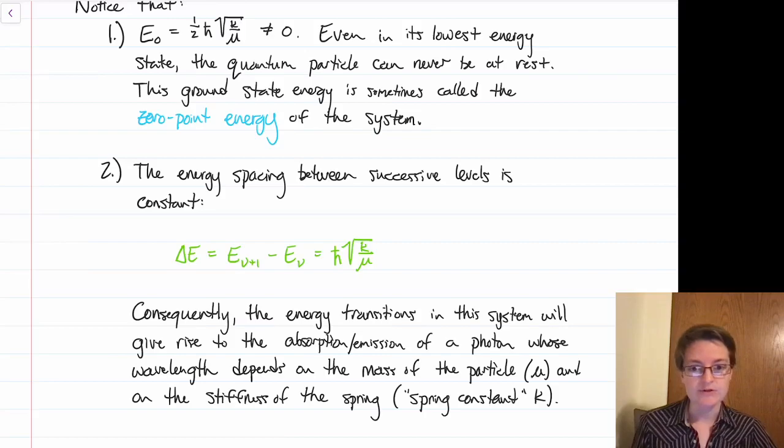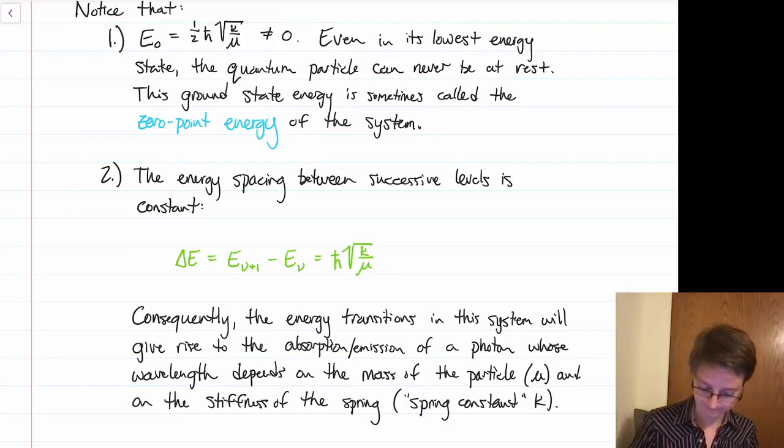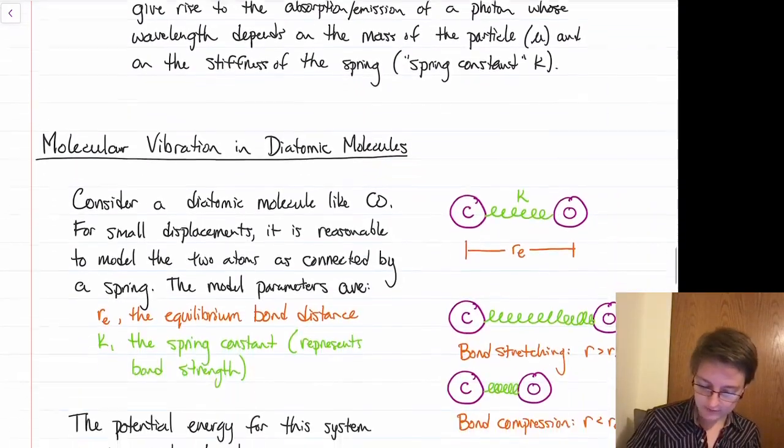And why this is so interesting is that in this model, the energy transitions in the system are going to give rise to either an absorption or an emission of a photon whose wavelength depends very directly on the mass of the particle and on the stiffness of the spring, which was our spring constant K. So that's really nice for us.